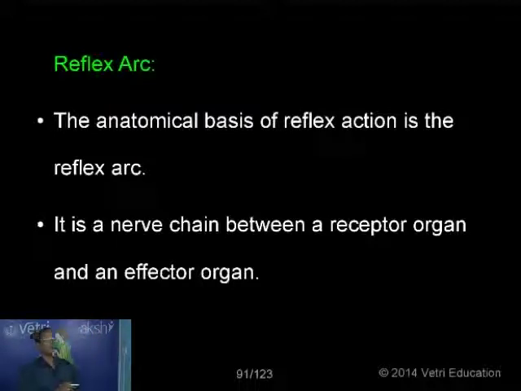And now what do we mean by reflex arc? The anatomical basis of reflex action is called the reflex arc. The various components involved in reflex action together constitute the reflex arc. It is nothing but a nerve chain between the receptor organ or the sensory organ and the effector organ, namely the muscles or the glands. So a nerve chain is formed between the receptor, the one which receives the stimulus from the external or internal environment, and the effector organ, the one which responds to the stimulus. The nerve chain between these two constitutes the reflex arc. That is why it is given as the anatomical basis of reflex action.